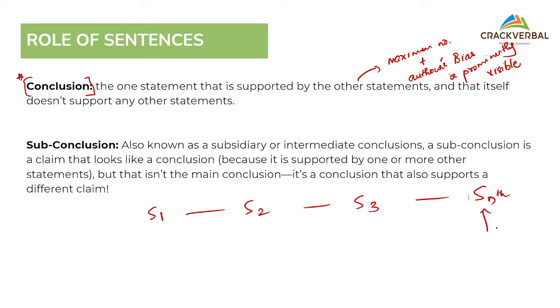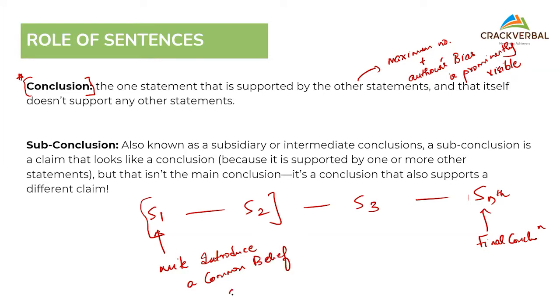Now, this might be my final conclusion, but to reach this final conclusion, I might have these two. So the author might introduce a common belief or an idea. So this can look like an opinion. It can look like an opinion, and based on this common belief, he might give a conclusion derived out of the common belief.